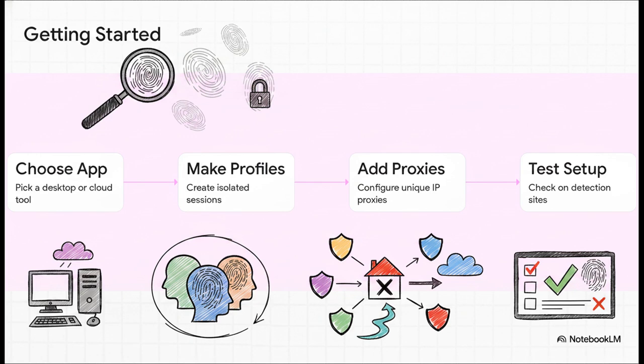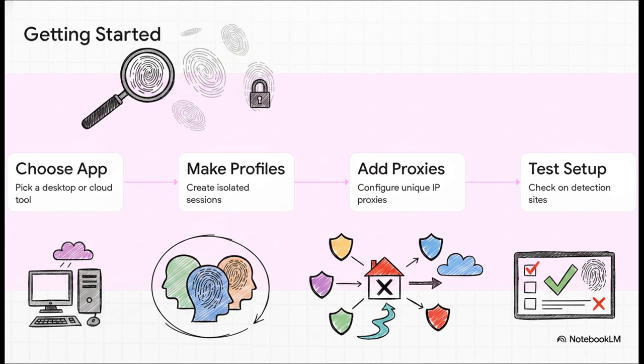You have to configure a unique proxy for each profile. If you have 5 different beautifully spoofed fingerprints, but they are all broadcasting from your exact same home IP address, the platforms are going to instantly catch you. And step 4, before doing any real work, test your setup on fingerprint detection sites to ensure your digital disguise is completely flawless.